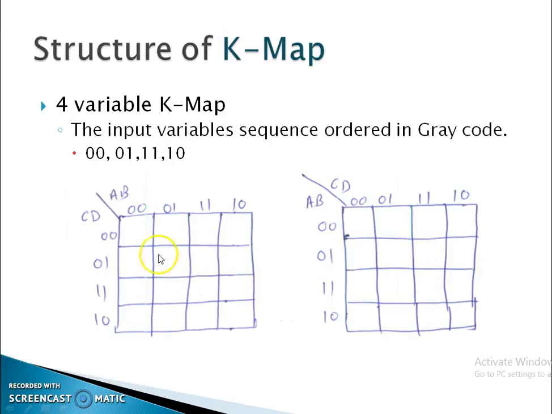Here is the structure of K-map for four variable. We can use AB here as 00, 01, 11 and 10, and CD here. And also we can use AB here and CD here. In this K-map, the value of AB will be in row and the value of CD will be in column. Here the value of AB will be in column and the value of CD will be in row.